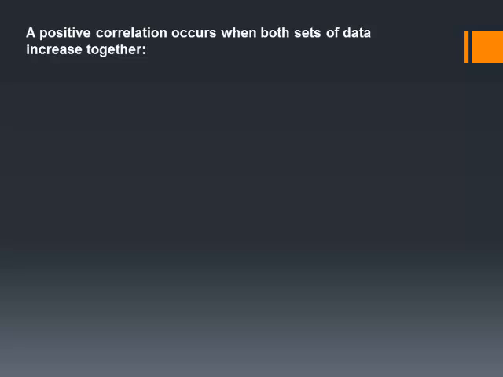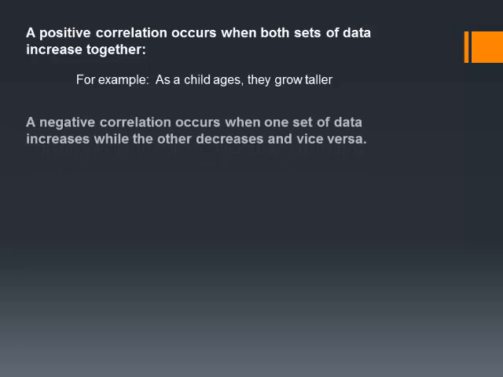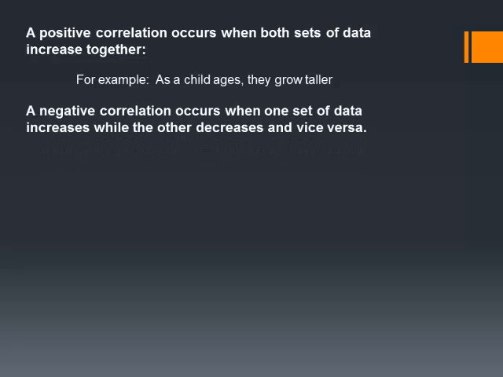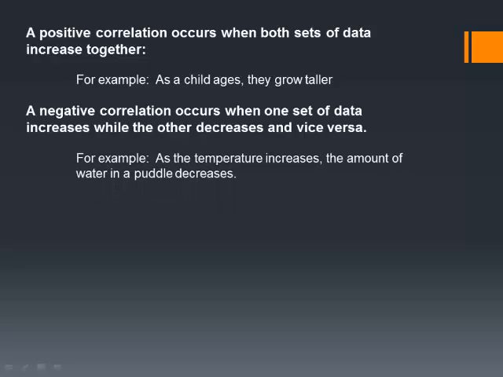Positive correlation occurs when both sets of data increase together. For example, as a child ages, they grow taller. So age and height will increase together, up to a certain point, of course. A negative correlation occurs when one set of data increases while the other decreases and vice versa. So as the temperature increases, the amount of water in a puddle decreases.